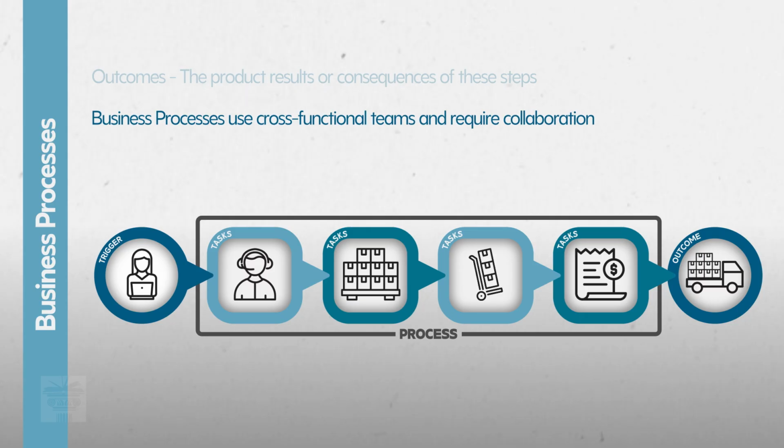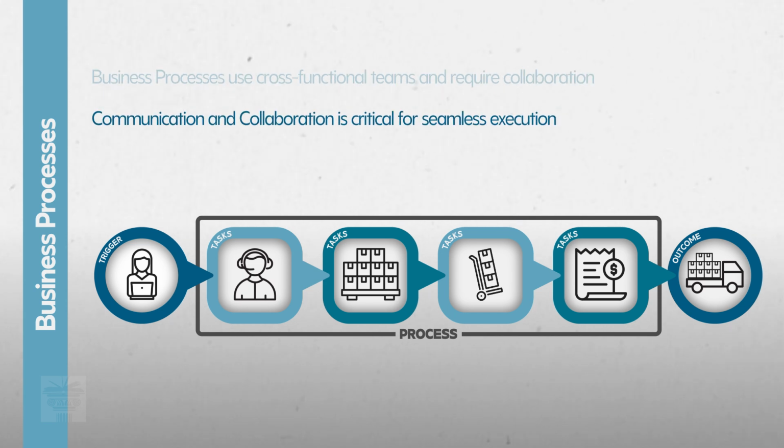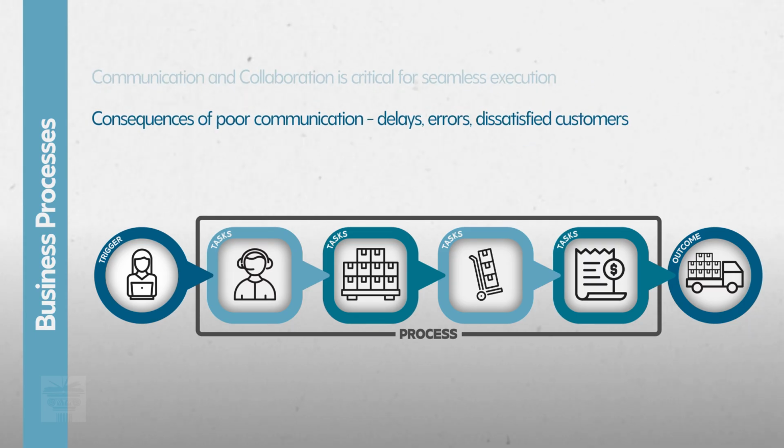While this is a simplified example, it illustrates how business processes rely on interdependent steps carried out by different parts of the organization. Since different functional areas or departments handle various steps in a process, effective communication and collaboration are critical for seamless execution. Without proper interaction, the process can break down, leading to delays, errors, and dissatisfied customers.